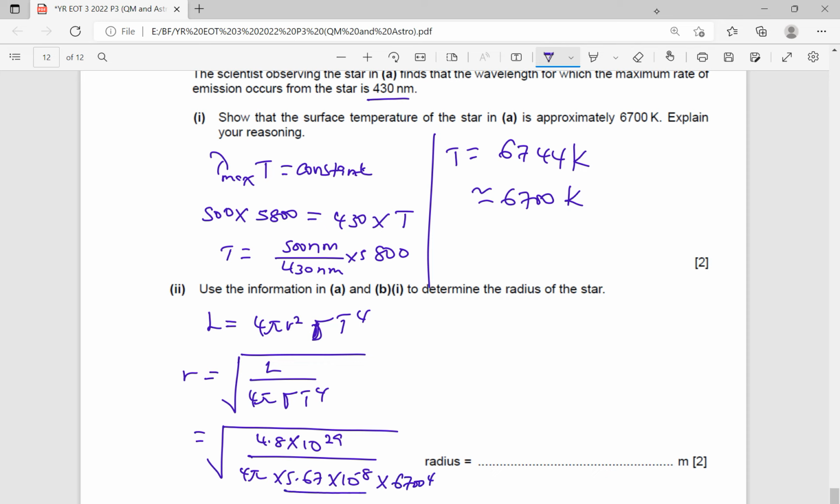So when you press your calculator, let's press the calculator. Okay, from my calculator I get 1.83 times 10 power 10 meters. So that is actually the radius of that star.